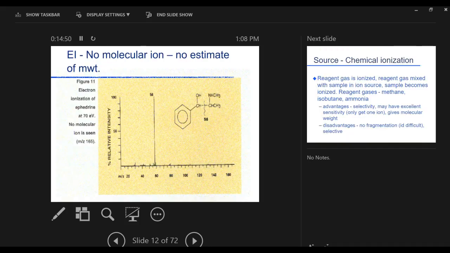This is an example of ephedrine, which is a drug, and this is my electron impact spectrum. Here we've got our base peak up here. The base peak has a mass of 58. This is the structure. What it's measuring, this takes on a positive charge. That's the piece it breaks into, and that is a mass of 58.